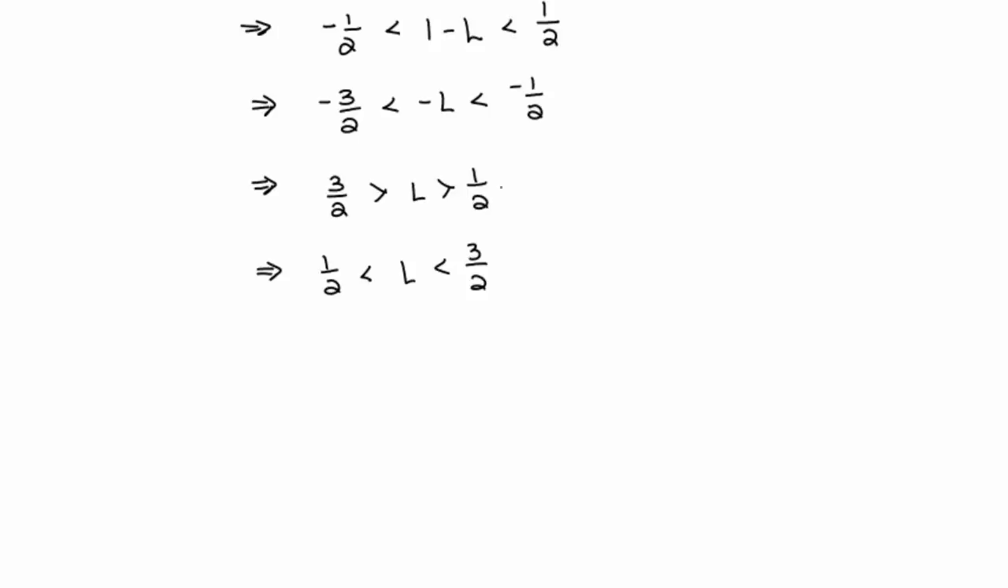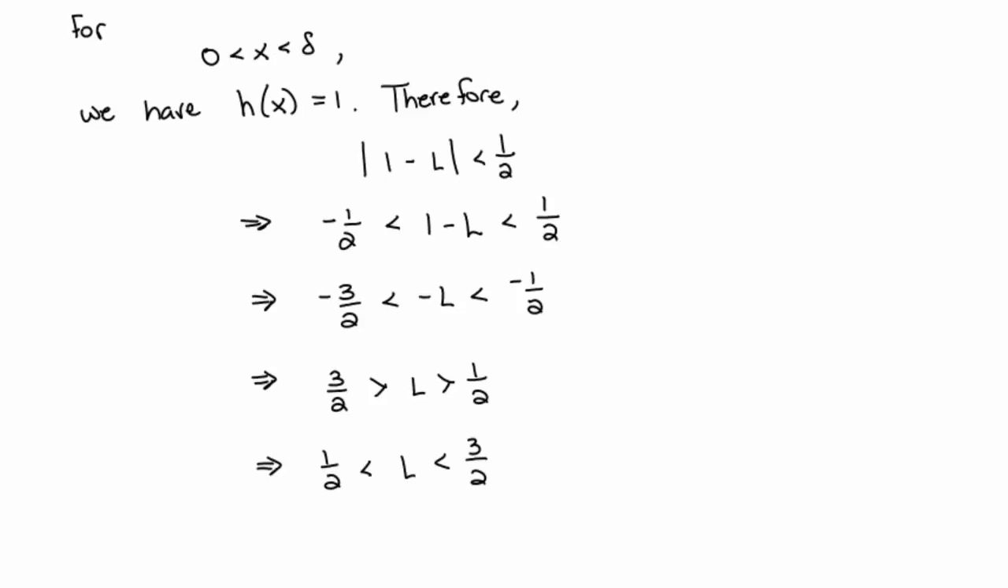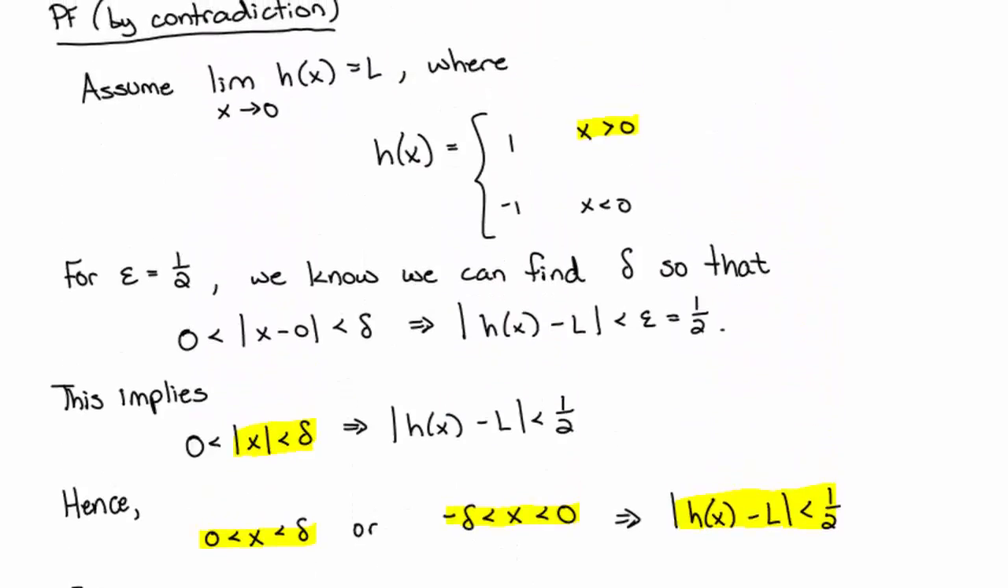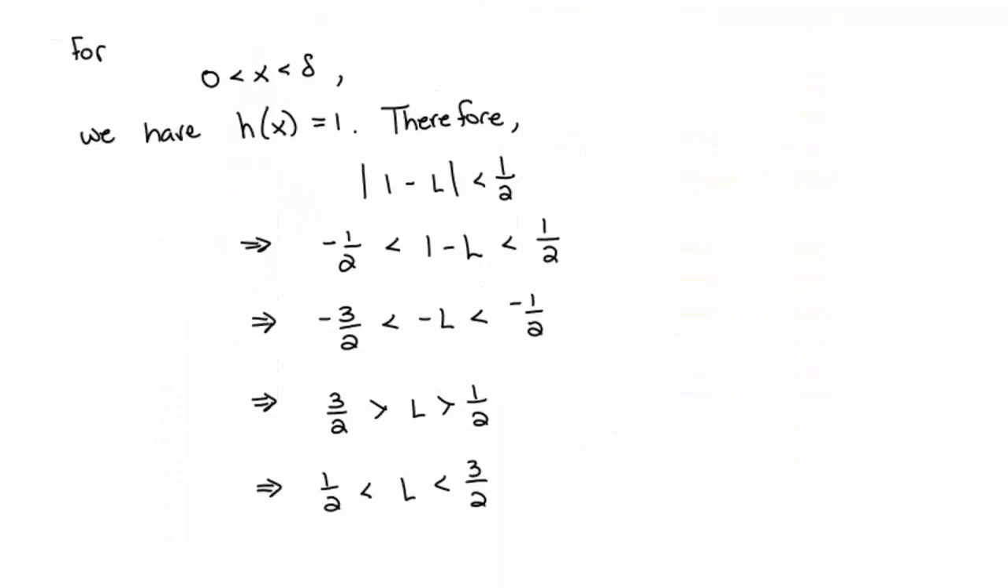So in this case, when x is positive, we have that h of x is 1, obviously, because x is positive. Therefore, our limit must be some number between 1/2 and 3/2. So we know now that if this limit exists, which we're assuming it does in this problem, this L here is between 1/2 and 3/2. Okay, but that statement is true if x is greater than 0. What if x is less than 0?